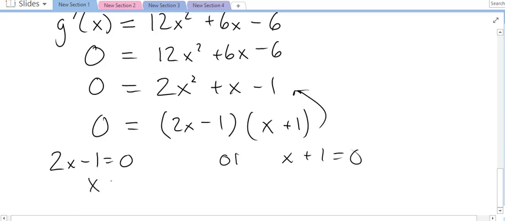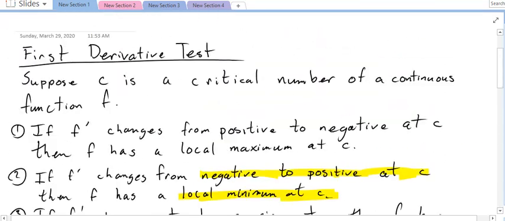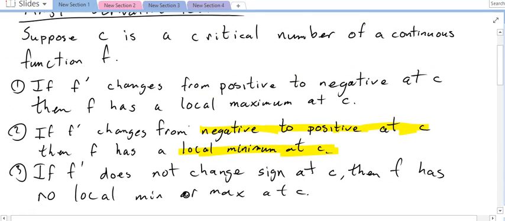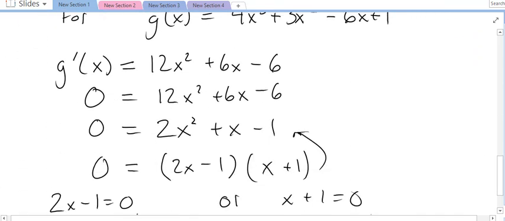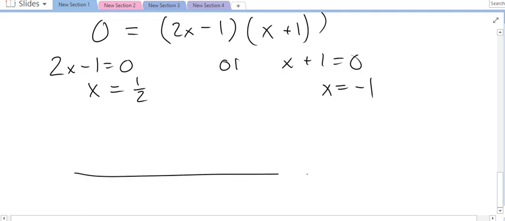So this tells me that my critical numbers are going to occur at x equals 1/2 and negative 1. Now, remember, we don't even care necessarily what the values are. We just care whether or not they're positive or negative. So we can work with this. What I'm going to do is draw a number line, and I'm going to write those critical numbers in here, negative 1 and 1/2.